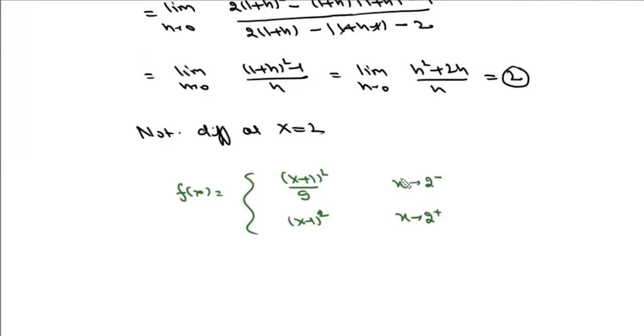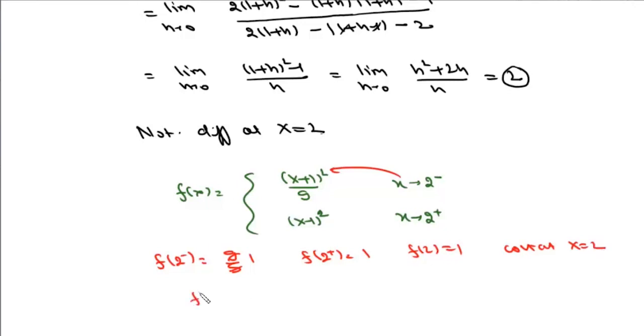Now, if we check its continuity, we'll simply put the value. Now here this value will be 2 plus 1, 3. So f(2 negative) will be 3 square by 9, which is 1. And f(2 positive) will be 2 minus 1, 1. And f(2) is also 1. So this function is continuous at x equal to 2. And if we find f dash x, we'll get this as 2(x plus 1) by 9 when x tends to 2 negative. It is 2(x minus 1) when x tends to 2 positive.